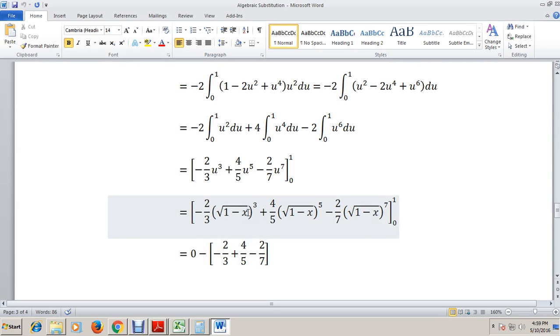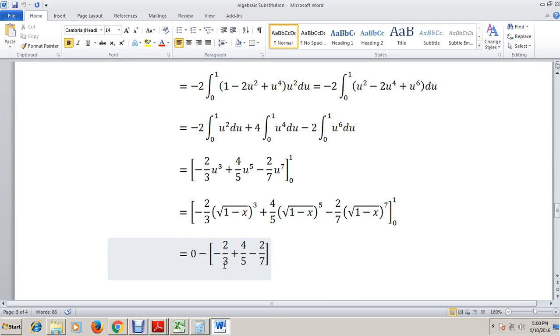So 1 minus 0 becomes 1. Of course, square root of 1 cube becomes 1. So essentially this becomes 1. This becomes 1. This also becomes 1. So what is left in the whole expression is negative 2/3, positive 4 over 5, and negative 2 over 7.